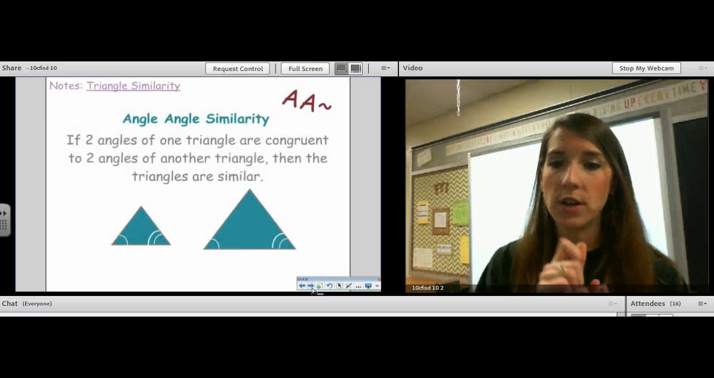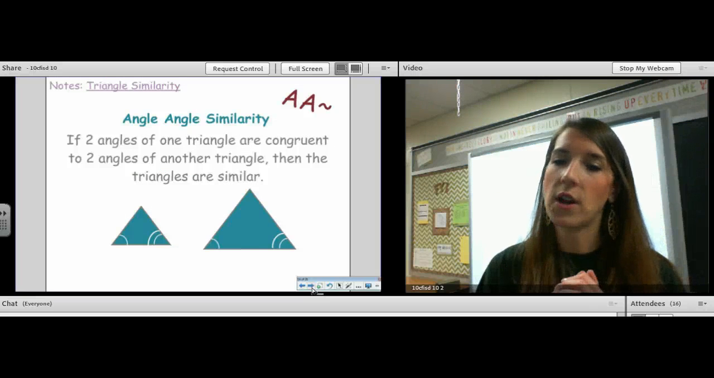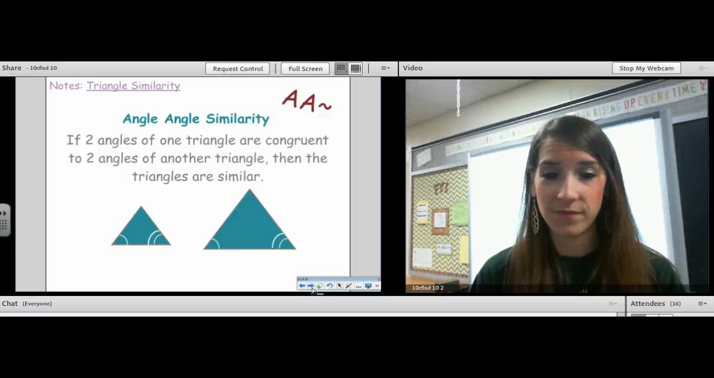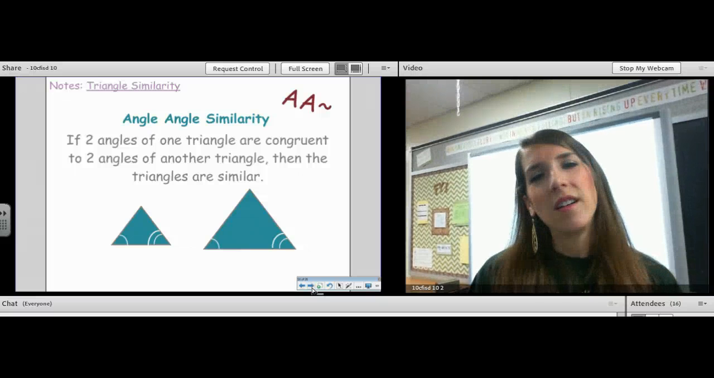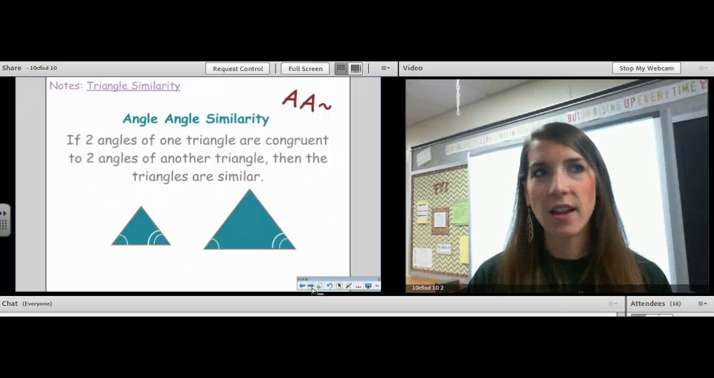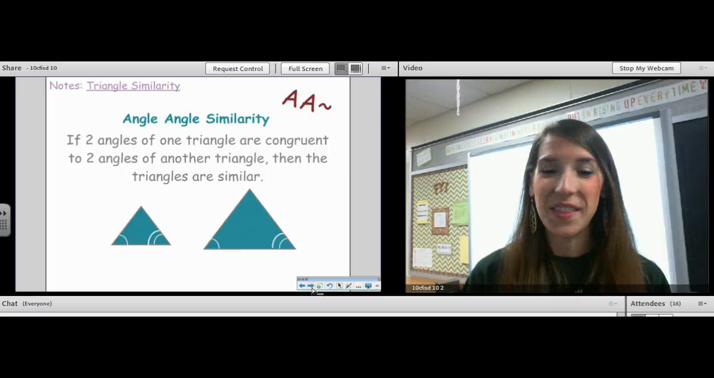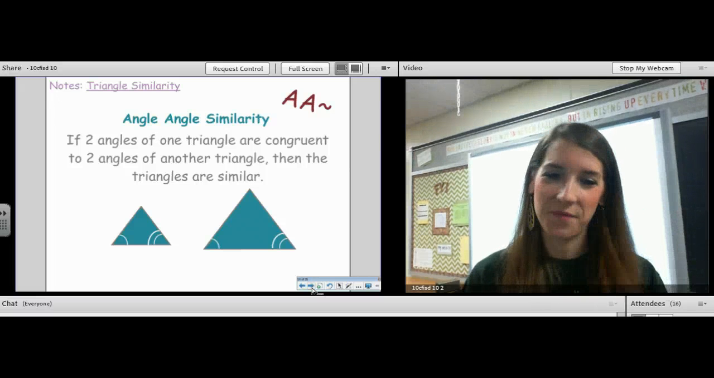If 2 angles of one triangle are congruent to 2 angles of another triangle, then the triangles are similar, without checking any sides. Now, why is it angle, angle squiggly and not angle, angle, angle squiggly? There's 3 angles in a triangle. How come you only have to check 2 of them? The 2 make the third angle the same.